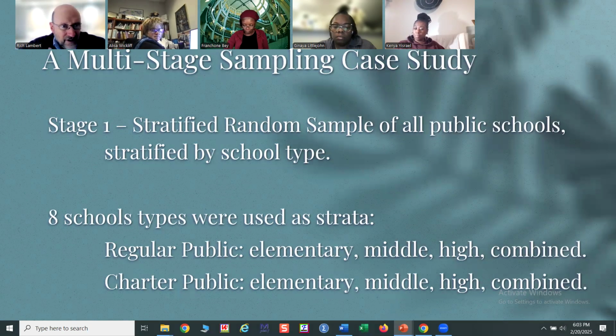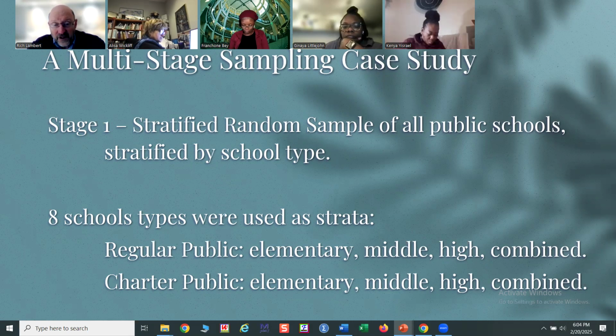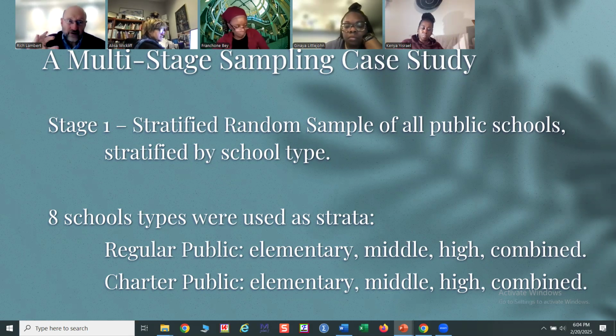This is like a case study to help you see how multi-stage sampling works and how it's very useful in education. It's actually something we really do a lot. Okay, so stage one, they took a stratified random sample of all the schools in America. And they stratified by creating 8 buckets. They created 8 school types and then proportionally allocated to those school types, sort of. And that's the next thing they have to explain. So what were the 8 types?